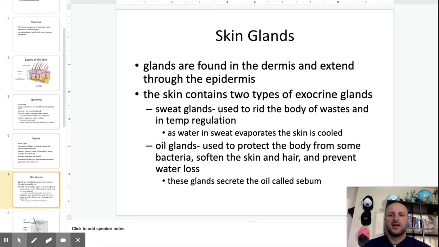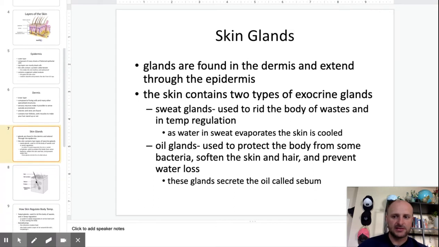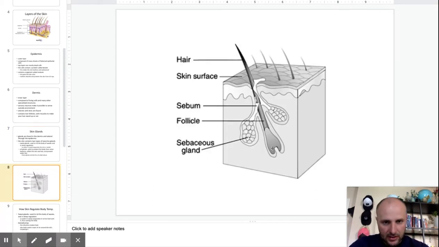Skin glands. Glands are found in the dermis and they extend up through the epidermis. I give you two types here, sweat glands and oil glands. I do want you to know that lots of times these oil glands create an oil called sebum. Sebum helps keep the skin soft and pliable and protects against some bacteria. It also helps keep you from losing water through your skin, like an amphibian. Sweat glands help to get rid of body waste and regulate temperature. Here's an example of a gland. There's the gland and how it can secrete the oil or the sweat up through the hair follicle there.